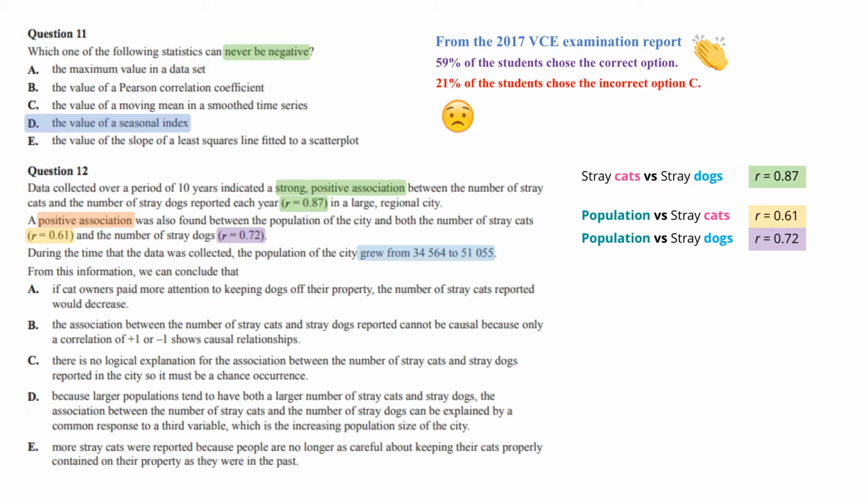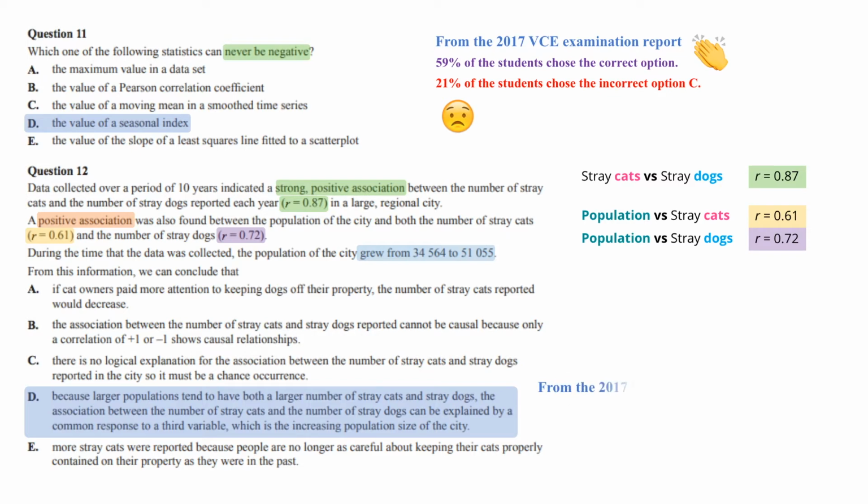The question is asking, what can we conclude from this information? First of all, an increase in population means an increase in the stray cats and the stray dogs. So because larger populations tend to have both a larger number of stray cats and stray dogs, the association between the number of stray cats and the number of stray dogs can be explained by a common response to a third variable, which is the increase in population size of the city. So the answer we are after is option D.